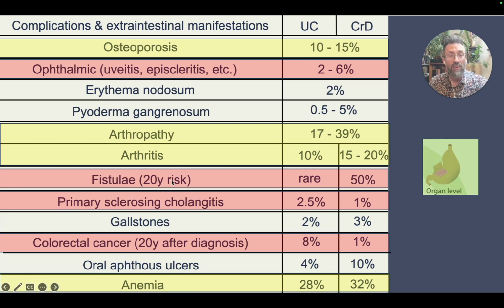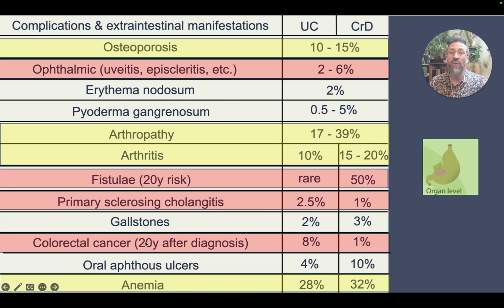Fistulae, I talked about what those are, very rare in ulcerative colitis, but in 20 years of Crohn's disease, about half of people with Crohn's are going to experience a fistula. Primary sclerosing cholangitis, I mentioned that before. That is affecting the biliary tree, more common in ulcerative colitis or in people with Crohn's colitis especially.